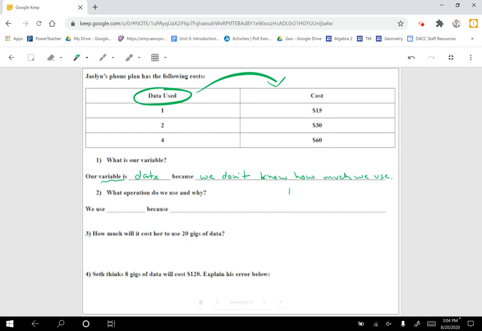Maybe it's multiplication. So it'd be 15 times the amount of data used. All right, so let's try it. For 1 gig, okay, 15 times 1 is 15. That works. What about 2 gigs? $30. That matches. Okay, so we want to use multiplication because that's what matches the values of our table.